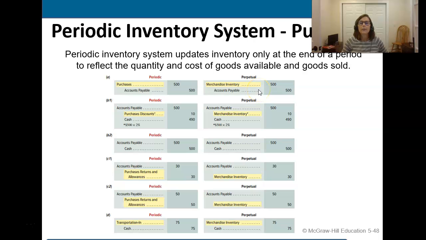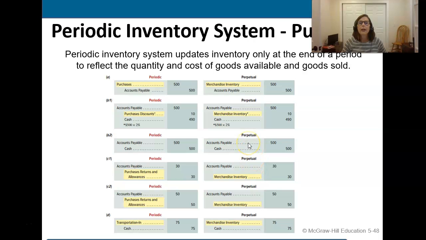When we sell items, we're going to have two entries that we're going to make. The first entry is going to address the sale, so we're going to have our sales, and whether it's accounts receivable or cash that we get for that, whatever that is. That second entry is going to be our cost of goods sold and merchandise inventory.